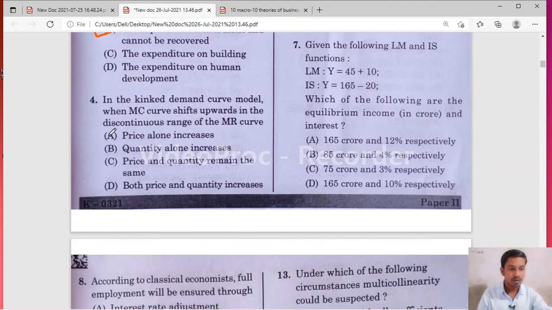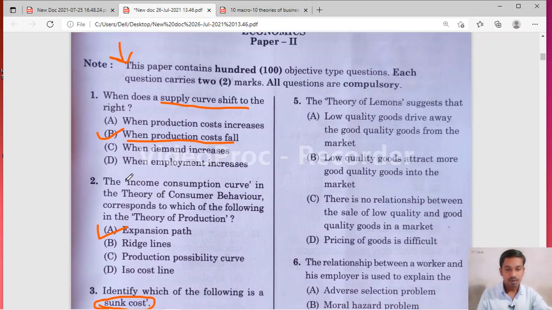Question number 4. In the kinked demand curve model, when MC curve shifts upward in the discontinuous range of the MR curve, option A, price alone increases. Option B, quantity alone increases. Option C, price and quantity remain the same. Option D, both price and quantity increases. Friends, here I think option D is the right answer. Let us see the next question.